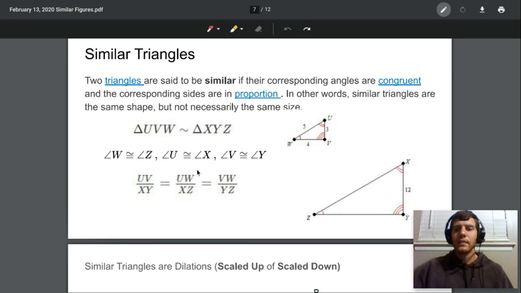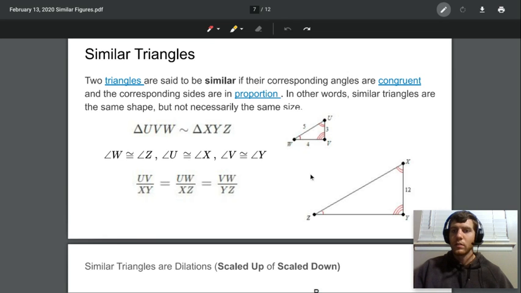And then sides are proportional. We've talked about proportions. Proportions are ratios that are equal. The ratios we're looking at are the corresponding sides. The ratio of UV to XY is going to be equal to the ratio of UW to XZ, and that's going to be equal to the ratio of VW to ZY.